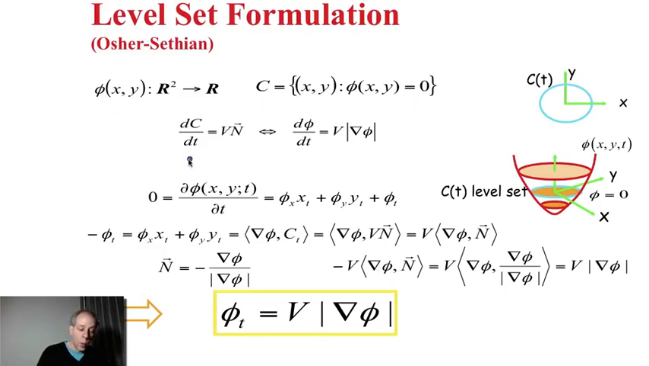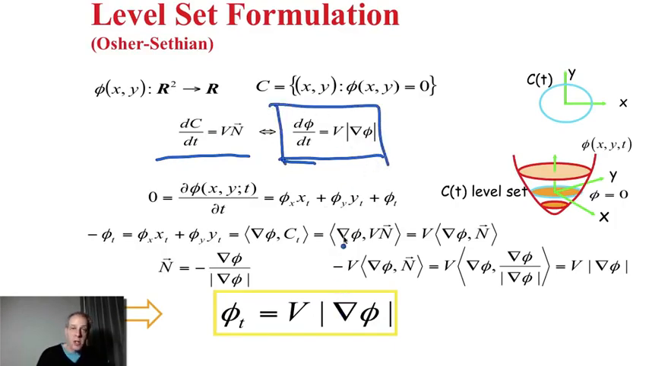Okay? We know that the curve that is defined in this way is moving with this velocity. And we ask ourselves, how do I have to change phi for the level set of phi to move according to this velocity? And it turns out that it's this formula. I'm going to prove it to you in just a couple of lines. But before we do that, please pay attention to what's happening here.